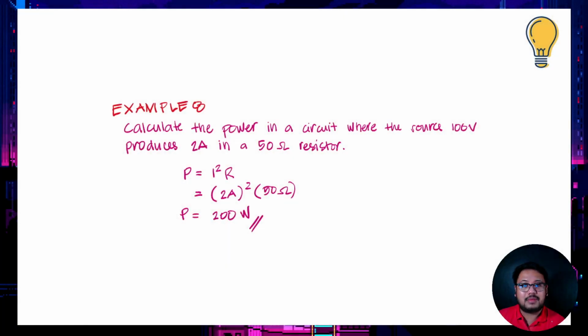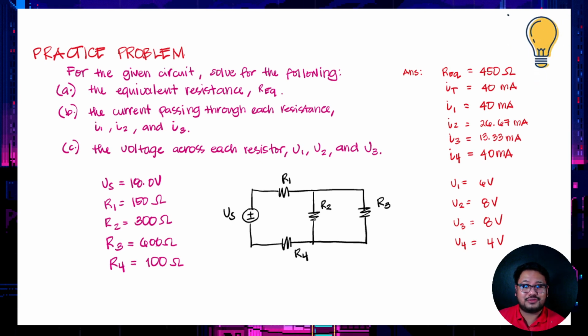For our practice problem, we now have this kind of configuration. For the given circuit, solve for the following: the equivalent resistance, the current passing through each resistance, and the voltage across each resistor. So we now have the givens: Vs, 18 volts, R1, 150 ohms, R2, 300 ohms, R3, 600 ohms, and R4, 100 ohms, with your answers already given. So just be mindful of my units. I used milliamperes for the current. Okay, please be careful with the units.